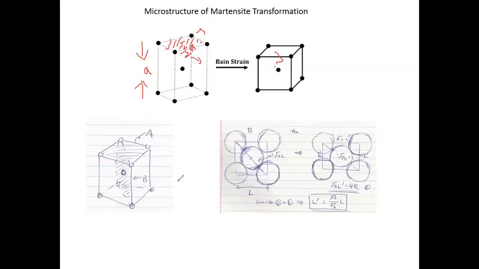I label the planes A and B here. A is the top basal plane. A is this plane, and B is the diagonal plane that I highlight for you. Here I showed you the packing arrangement of these atoms on B. So first, B is a square.